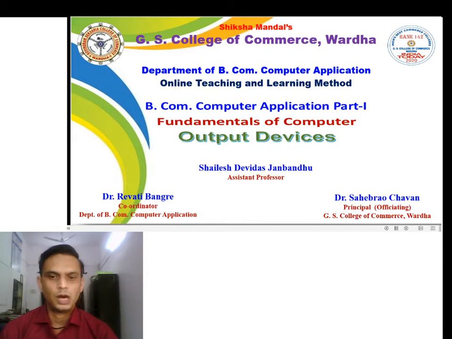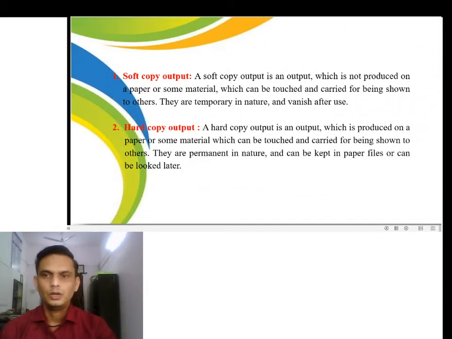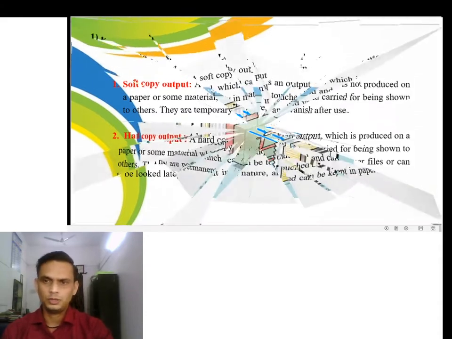And today's topic is output devices. Output devices have two types, that is soft copy output and hard copy output. A soft copy output is that output which cannot be touched by us or shown to others. Means when we create a soft copy which is displayed on our computer system, it is called a soft copy. And when it is converted into touchable form, permanent in nature, or produced on paper, it is called a hard copy output. So the output has two types, soft copy output and hard copy output.